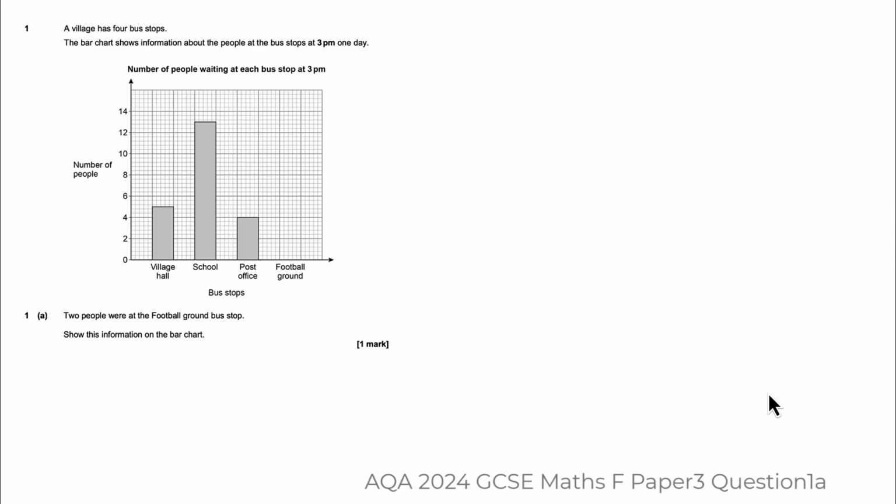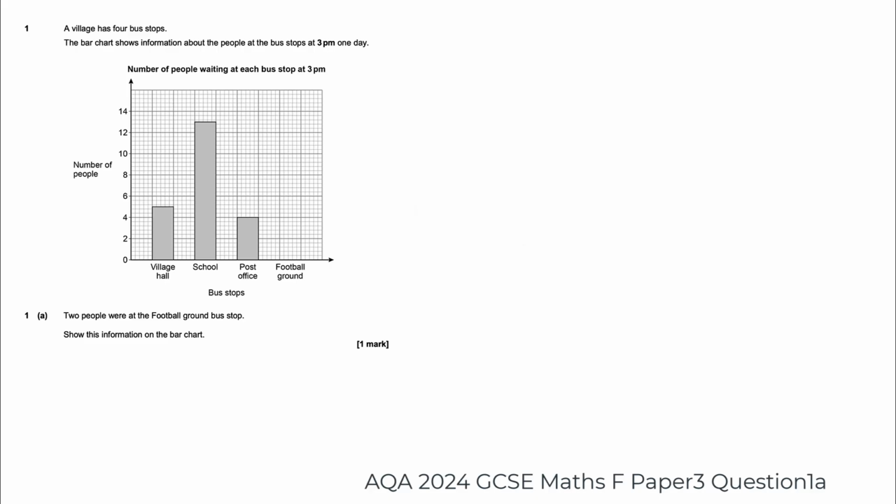So here we have question 1, and we're told that a village has 4 bus stops, and we're shown a bar chart of the number of people waiting at the bus stop at 3 p.m. on one day. And in part A we're told that there are 2 people waiting at the football ground bus stop, and we have to show that information in the bar chart.